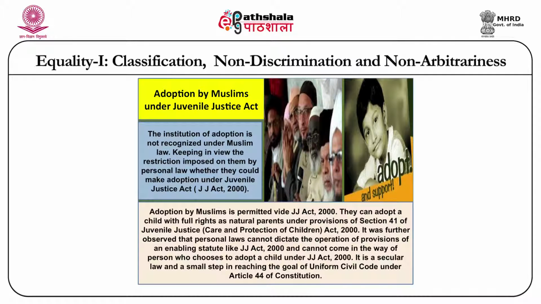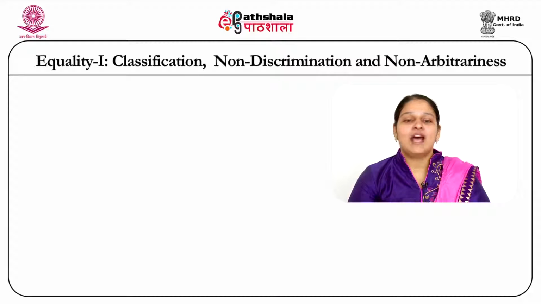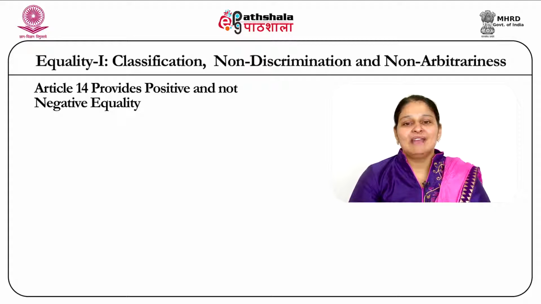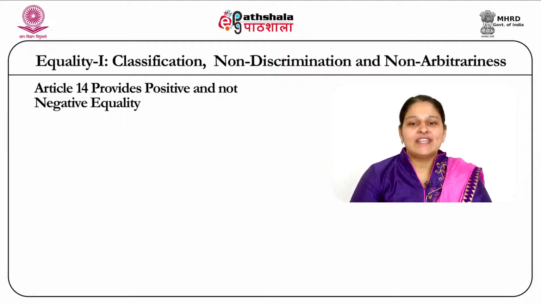They can adopt a child with full rights as natural parents under the provisions of Section 41 of the above mentioned Act. It was further observed that personal laws cannot dictate the operation of provisions of an enabling statute like the Juvenile Justice Act 2000 and cannot come in the way of a person who chooses to adopt a child under this Act. It is a secular law and a small step in reaching the goal of uniform civil code under Article 44 of the Constitution. The third dimension of Article 14 is that it provides positive and not negative equality.